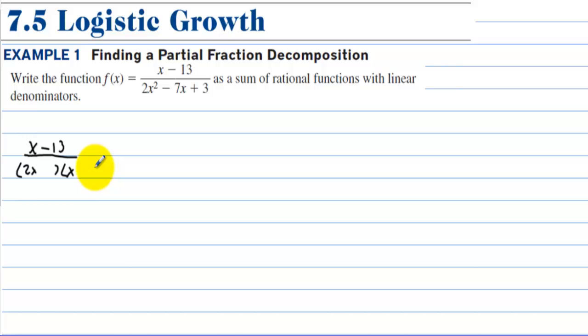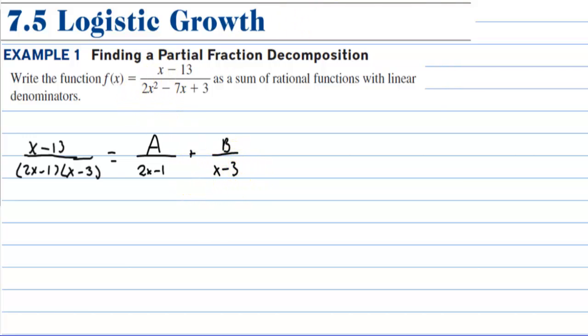2x and x. Then we need to get this negative 7. So how about minus 3 and minus 1? We have negative 6, negative 1, there's negative 7. Now we're going to turn this into fractions with linear denominators. So we want A over 2x minus 1 and then plus B over x minus 3.